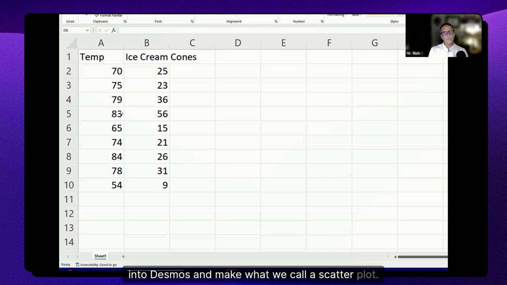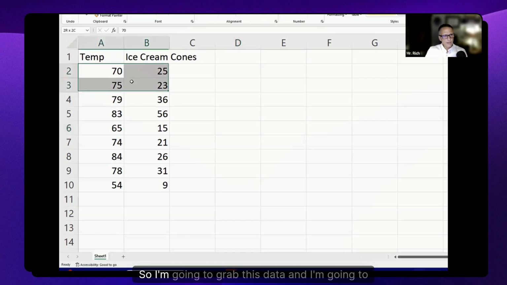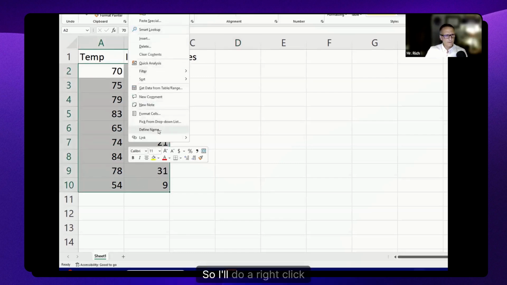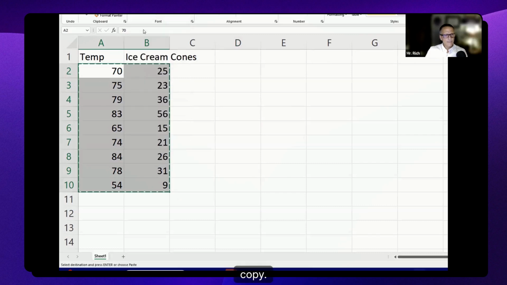So what I want to do is throw this data into Desmos and make what we call a scatter plot. I want to plot each of these ordered pairs where my x-axis is going to be temperature and my y-axis would be the number of ice cream cones that I sell. This data is in Microsoft Excel, so I'm going to grab this data and copy it. I'll do a right click, copy.